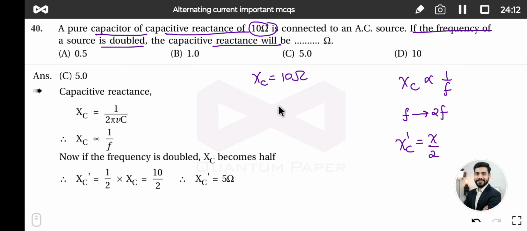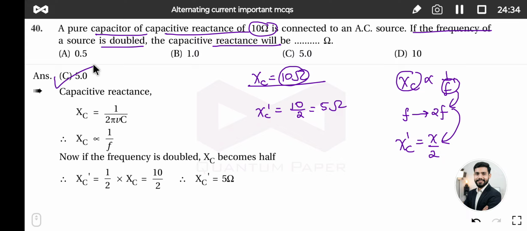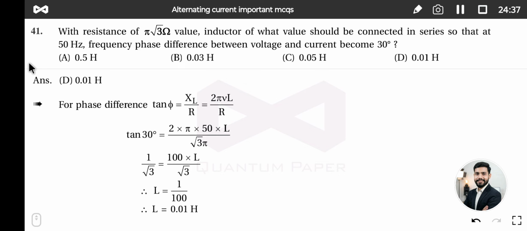The original capacitive reactance is 10 ohm, so the new capacitive reactance is nothing but 10 upon 2, which is 5 ohm. Because capacitive reactance and frequency are inversely related, if the frequency is doubled, the capacitive reactance will be halved. The original is 10, so half will be 5 ohm. So the correct answer is 5 here. Look at the next question.